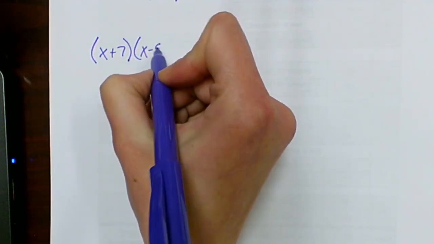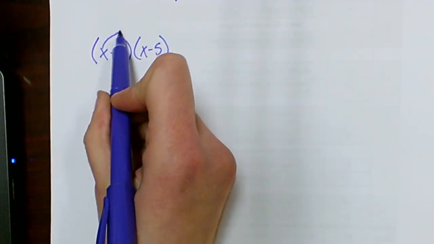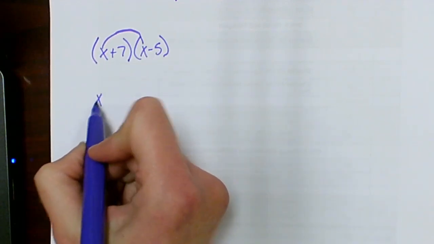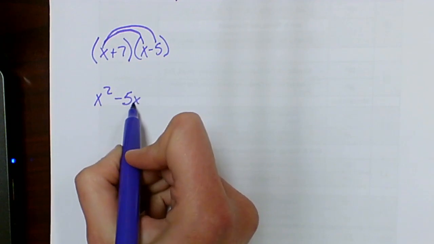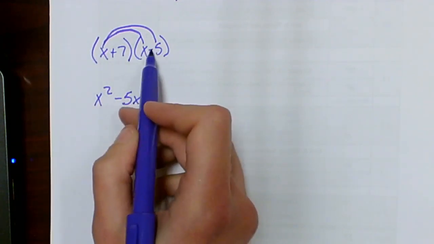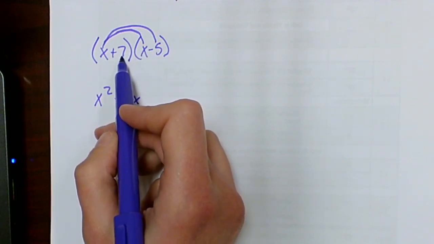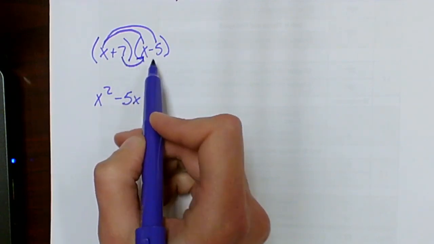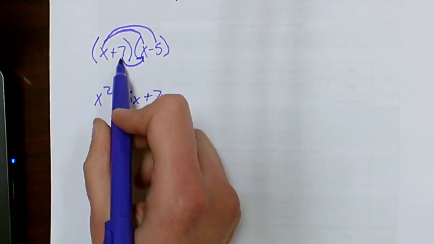Okay, so let's go ahead and multiply. X times x is x squared. X times negative 5 is negative 5x. So we took the x and we distribute it to each of these terms. Then we take the 7 and distribute it to each of those terms as well.